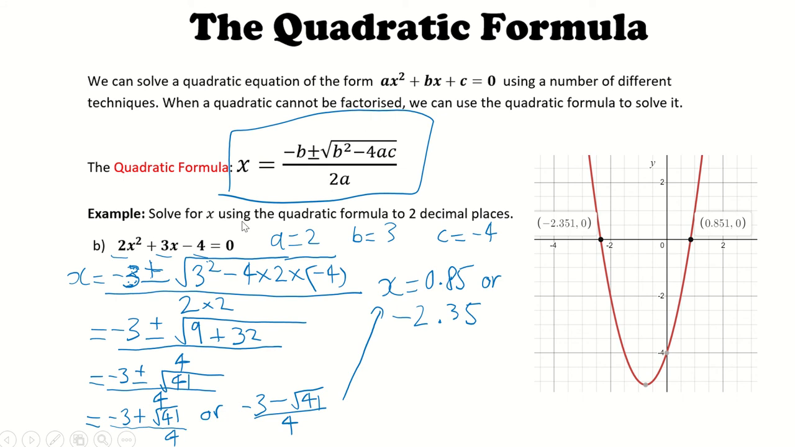So that's how we can use the quadratic formula to solve a quadratic equation. And the solutions to our quadratic equation are going to be equal to the x-intercepts, because an x-intercept occurs when y is equal to 0.